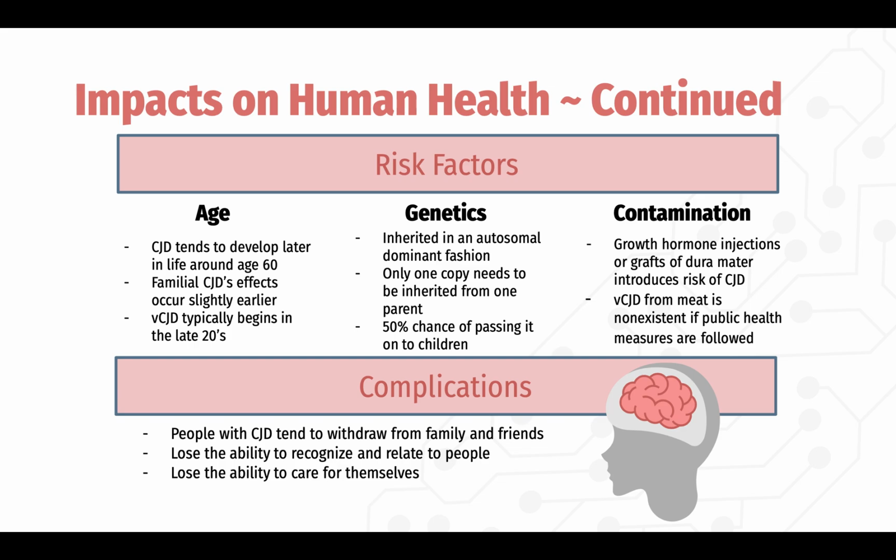And then VCJD is honestly non-existent as long as you follow public health measures, like cook your meat correctly, and as long as the farmers are following the laws to harvest their cow meat correctly. Okay, and then complications. So people with CJD tend to withdraw from family and friends, and they lose the ability to recognize and relate to people, and they lose the ability to care for themselves.